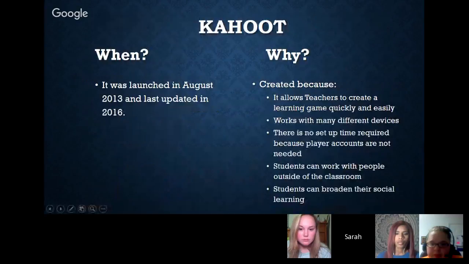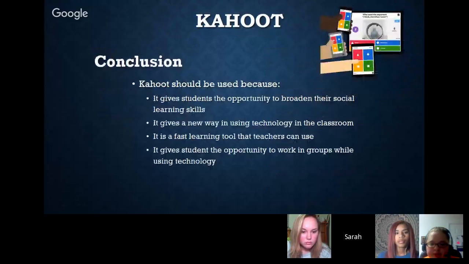Kahoot was launched in 2013 and was last updated in 2016. It allowed teachers to make quick learning games easily, which can be accessed with many different devices. Kahoot was also created to broaden students' social learning. It should be used because it gives students the opportunity to broaden their social learning skills using technology in the classroom. It is a fast learning tool that teachers can use, and it gives students the opportunity to work in groups while using technology.